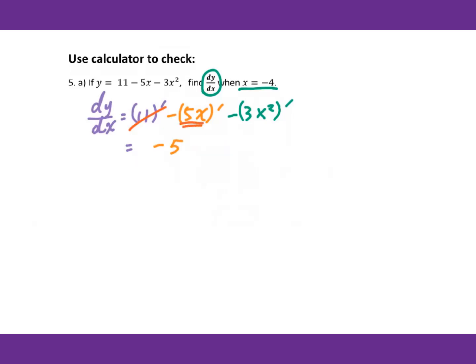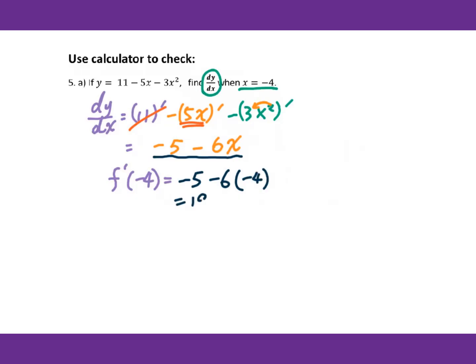Remember, for a linear function, the derivative will be the slope. Then minus, drop down, 3 times 2, that's 6x. Then I plug f prime of negative 4 into this derivative function. You will get negative 5 minus 6 times negative 4. So you get 19.